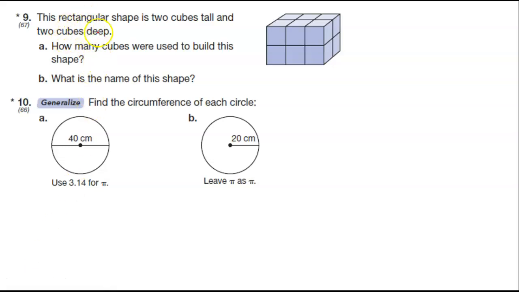Let's see. This rectangular shape is 2 cubes tall and 2 cubes deep. How many cubes were used to build this shape? Okay, so what they're trying to get you to is volume. And the formula for volume is length times width times height. So we have a length of 3, a width of 2, and a height of 2. So volume is going to be 3 times 2 times 2, which is 6 times 2, which is 12.